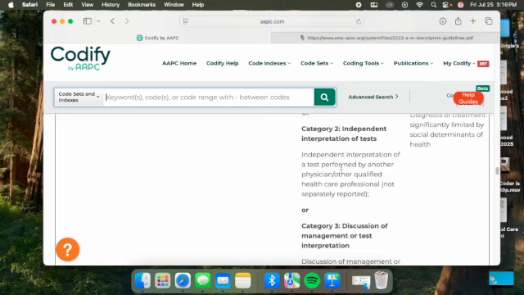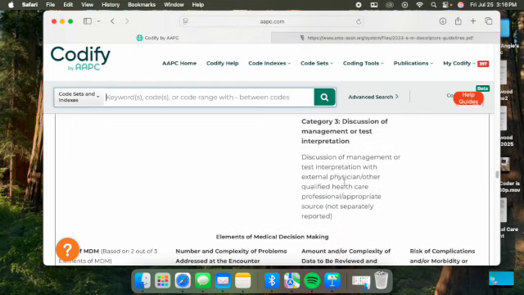And remember, you only have to meet one of these 3 categories, and that by itself meets category 2. But category 3 is the same way. If they just do this, it's enough to meet moderate for data. So category 3 is discussion of management of the patient or test interpretation, and it has to be with an external physician or other qualified healthcare provider.